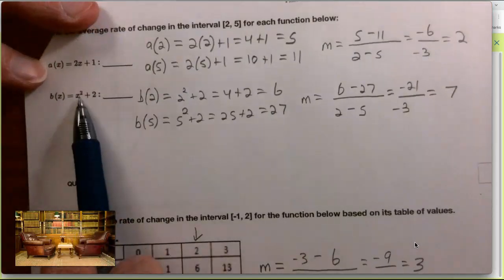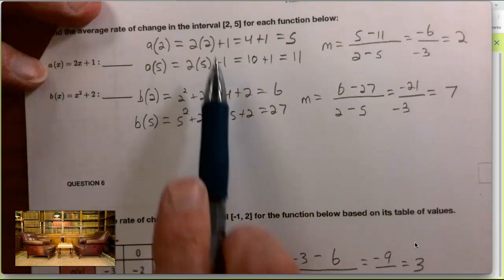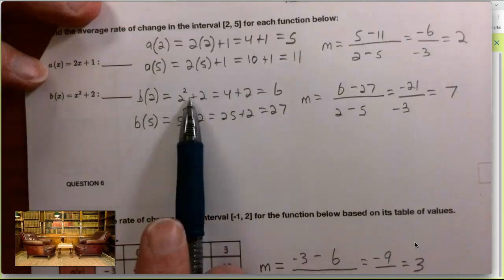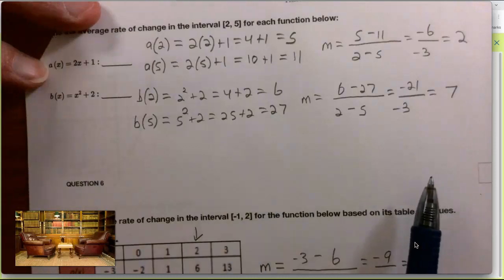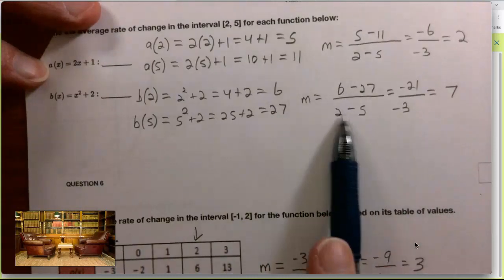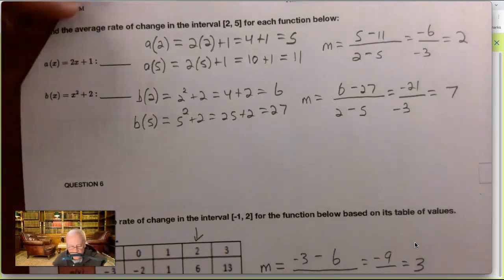Right? For b here, it's x squared plus 2, so I squared 2 and I squared 5. And I added 2 to both, and I got 6 and 27. All right, the difference in the y's, the difference in the x's, I got 7.